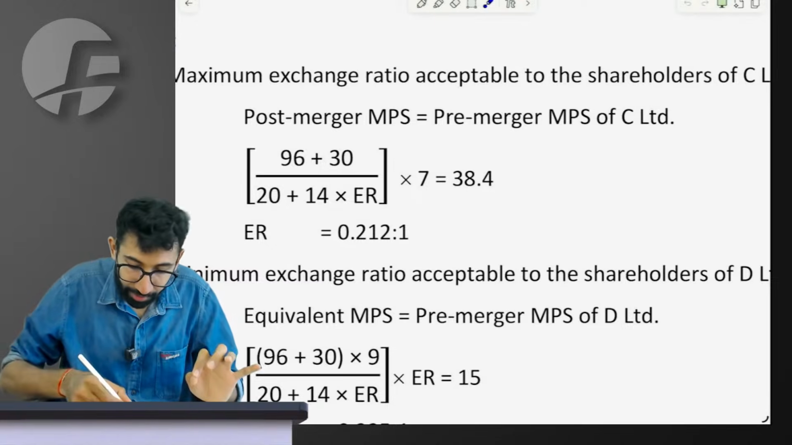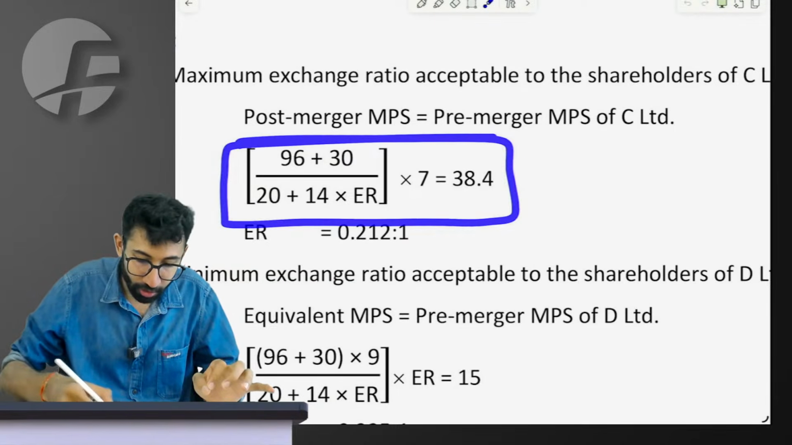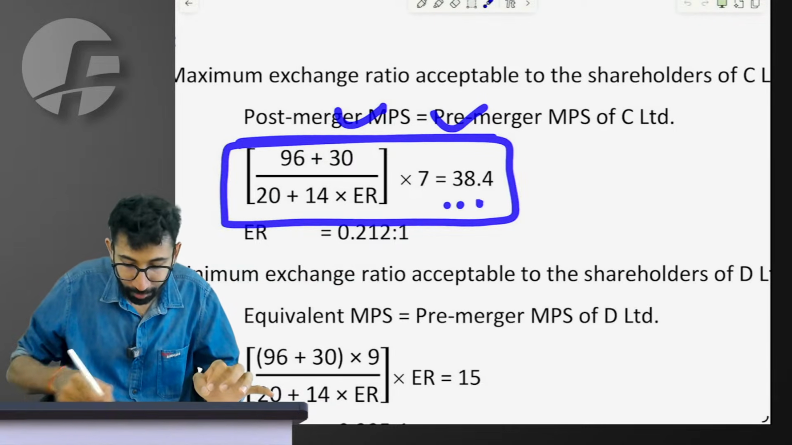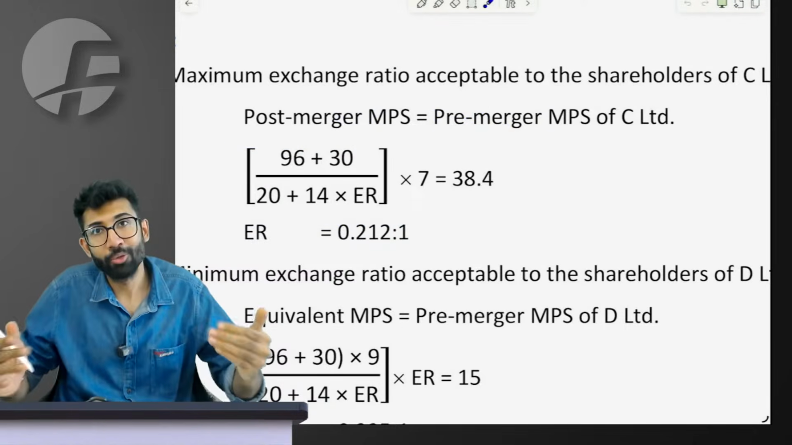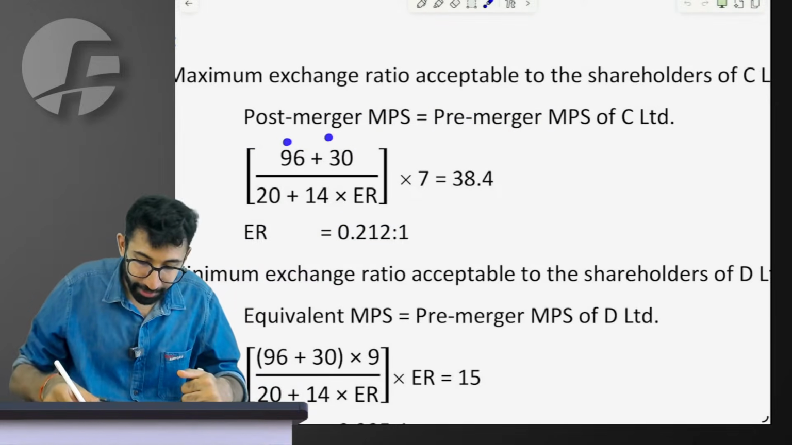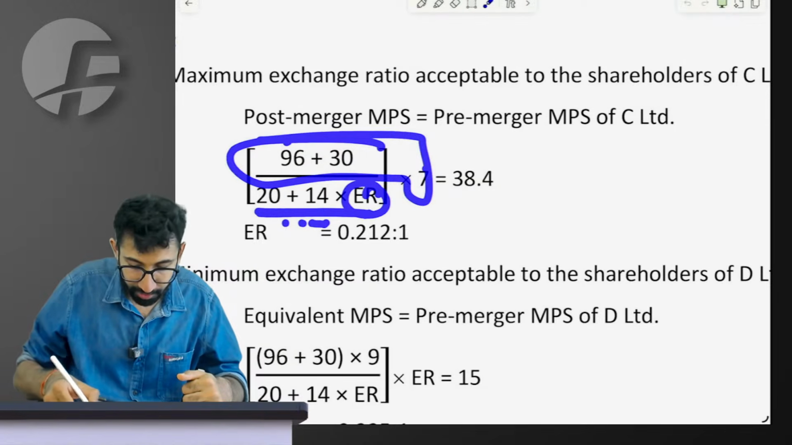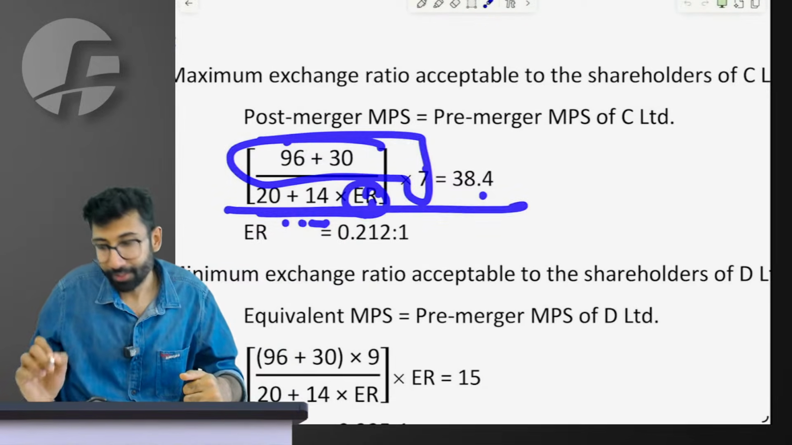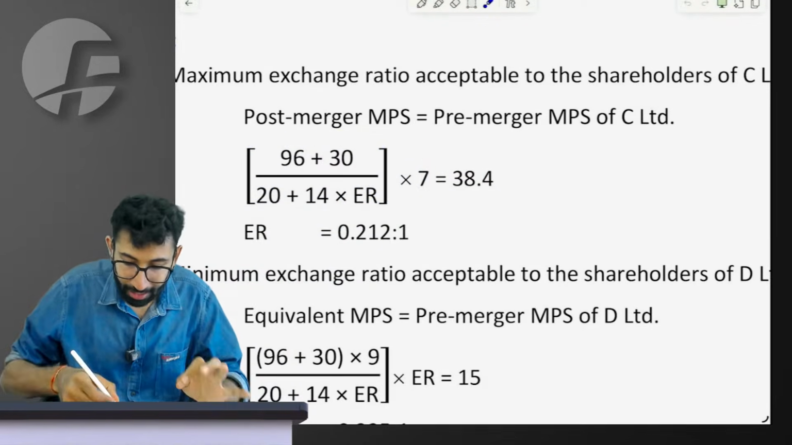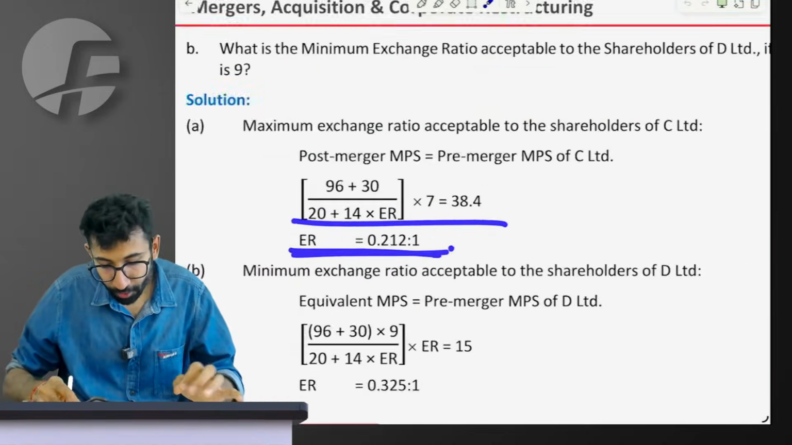Math is secondary. To be able to understand the concept and to apply it in a practical question is primary. Are you all able to do it? My PAT, your PAT into the P/E gives the post-merger market value, divided by the post-merger number of shares, from which the exchange ratio we can reverse calculate. I'm not showing the calculation; the answer is 0.212 to 1.